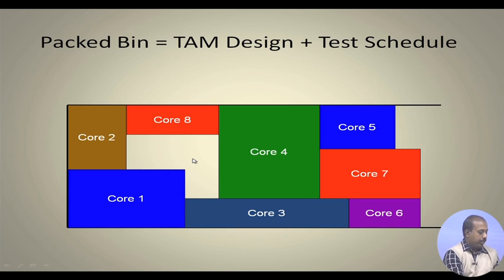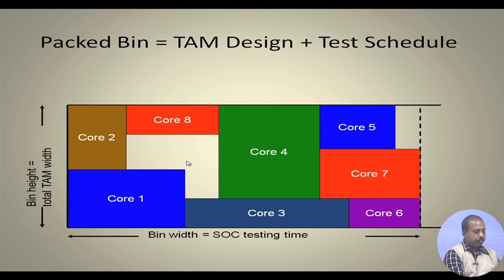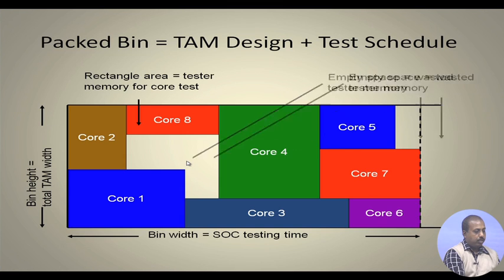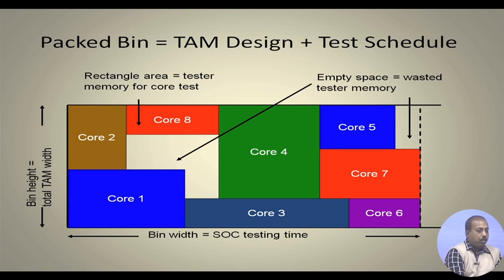There are some empty spaces. You see here there is an empty space, and this empty space is giving me the wasted tester memory. Bin height is equal to the total TAM width, so that constraint is always maintained here. We have got some empty spaces which is the wasted tester memory, and this rectangular area gives me the tester memory for core test, because in each of these bits, that means over time steps.